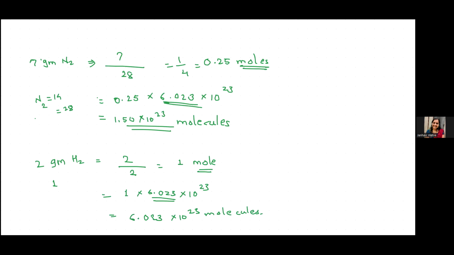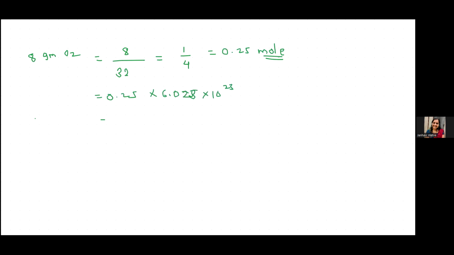We will go to the next page and solve the other two options. Third option is 8 grams of oxygen. 8 is the weight given. And for O2, the molecular weight is 32. Why 32? Because the atomic weight of one oxygen is 16, and there are two oxygens, which is 32. So 8 by 32 is again 1 by 4, which is again 0.25 number of moles. If we multiply 0.25 into 6.023 into 10 raised to 23, you will again get the same value as option 1, which is 1.50 into 10 raised to 23 molecules.